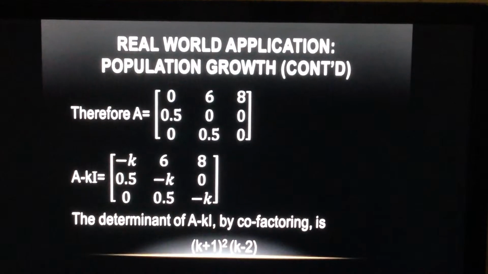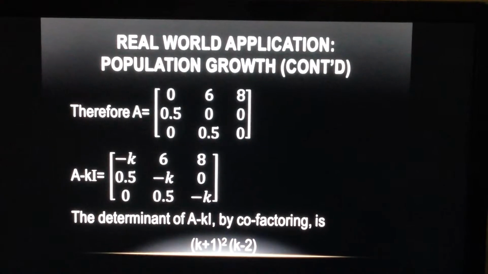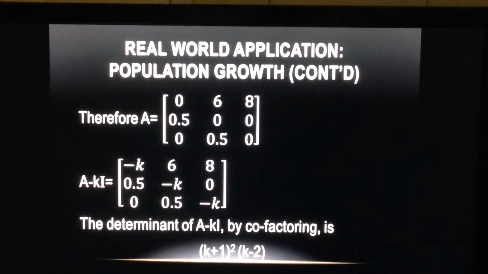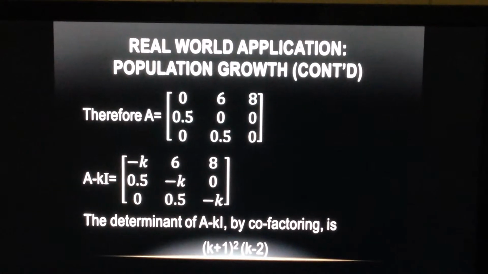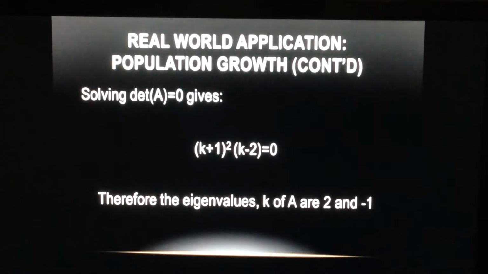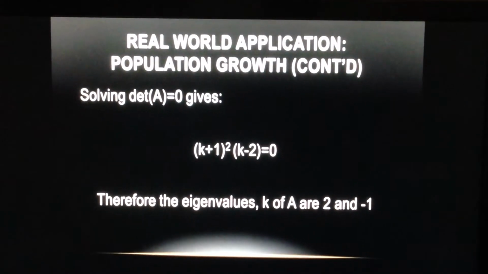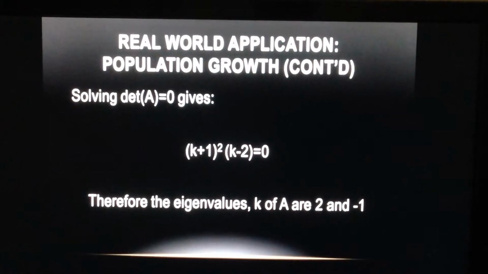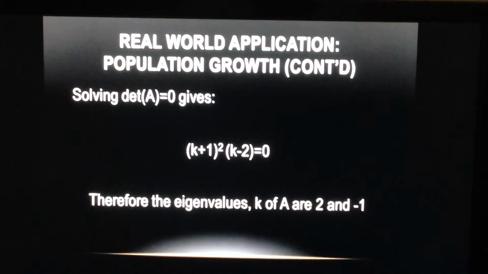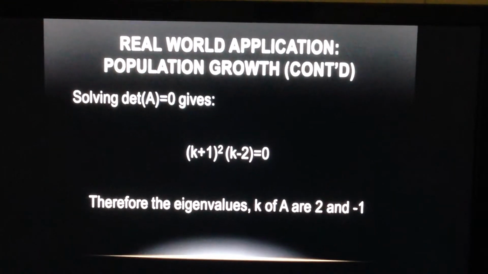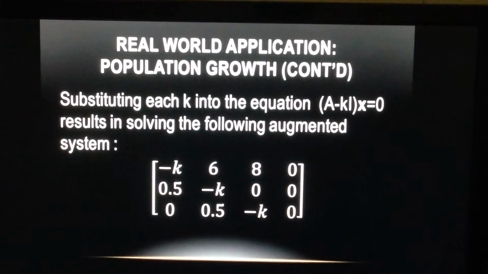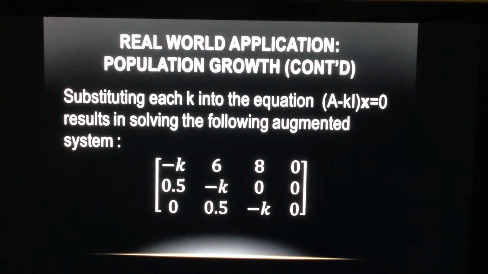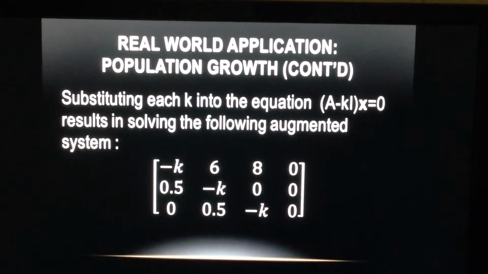And then you move on to solve for A minus kI, as we've done before. Find the determinant by cofactoring, and solve for the determinant of A minus kI equal to 0. From here, you are now able to find your eigenvalues, which in this case are 2 and -1. If you substitute each k into the original equation, it'll result in the following augmented system.